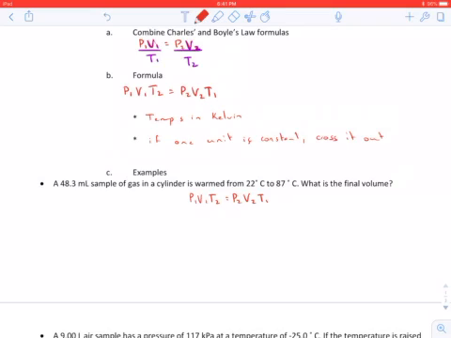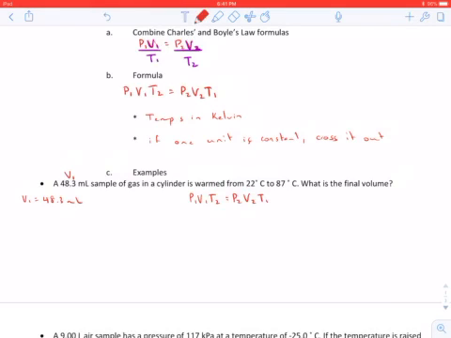If we take a look here, we've got a 48.3 milliliter sample of a gas in a cylinder that is warmed from 22 degrees C to 87 degrees C. What is the final volume? So if we look there, milliliters is a volume. So it's the first volume I see, so I'm going to assign that V1. V1 is equal to 48.3 mL.